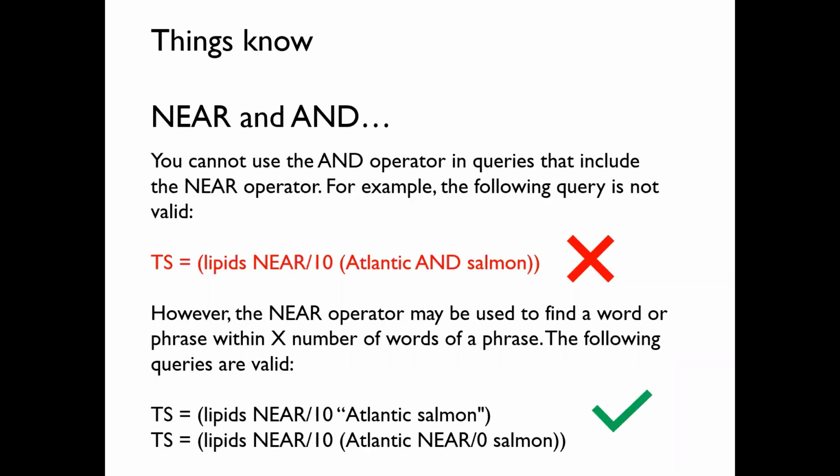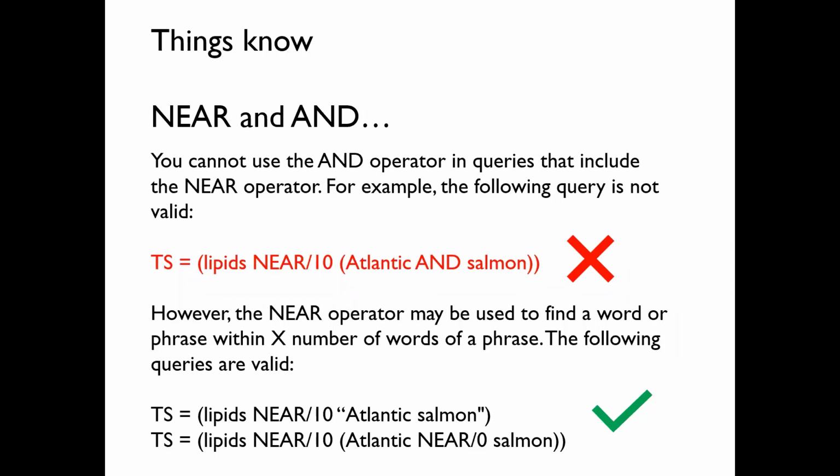It also won't work to build a search string where you have a search term and then near and then an AND phrase. So this one, lipids near/10 Atlantic and salmon, would just get you an error message if you tried to search that. So there are other ways that you can approach a search if you wanted to do a search like that.